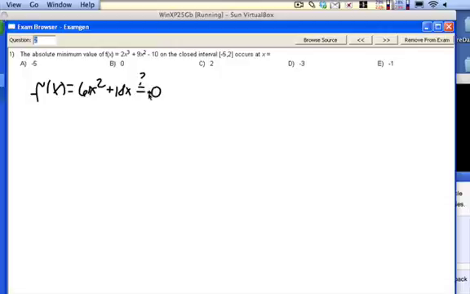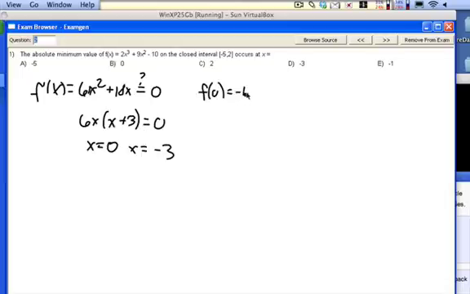When does that equal 0? Well, that happens when 6x(x plus 3) equals 0. So that means x equals 0, x equals negative 3. So we need to check the function value at these 2 points, but we also need to check the function value at the end points. So let's go ahead and plug in 0 and negative 3 to the function to see what we get.